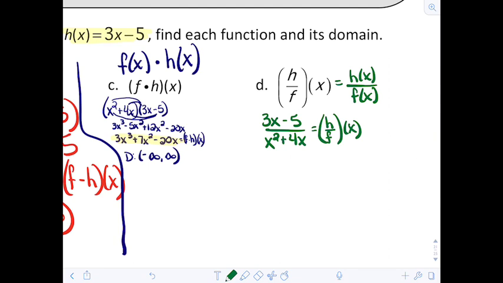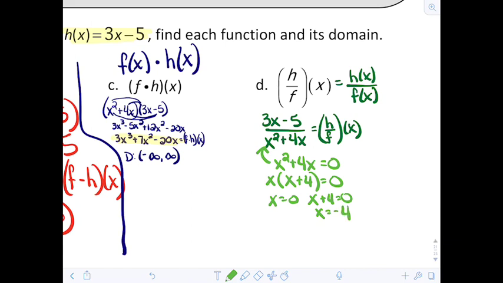However, we have a denominator that cannot be 0. So x squared plus 4x cannot equal 0, so we have to figure out what the restriction is, what makes it 0. So to solve this quadratic, I'm actually going to factor out an x. We always want to factor first if we can, and I'm left with x plus 4. So set each factor equal to 0. X plus 4 equals 0. So I have two restrictions. X cannot equal 0, and x cannot equal negative 4.